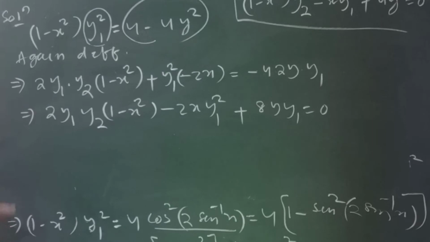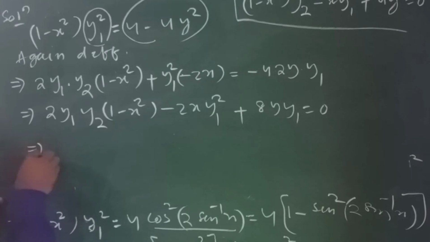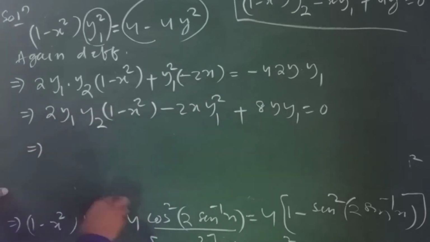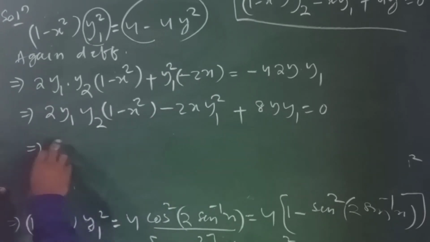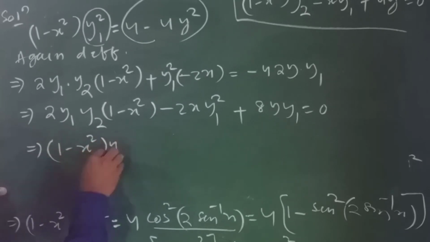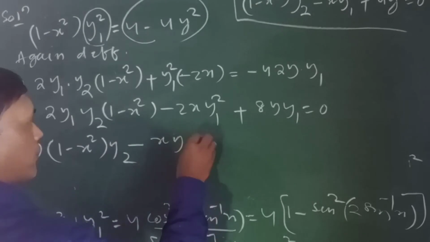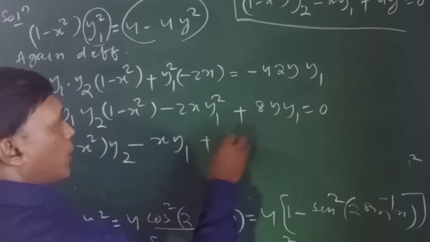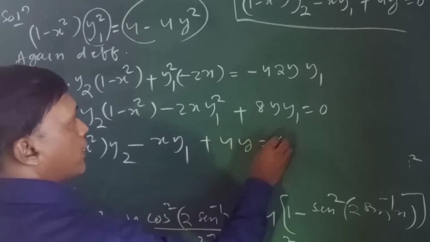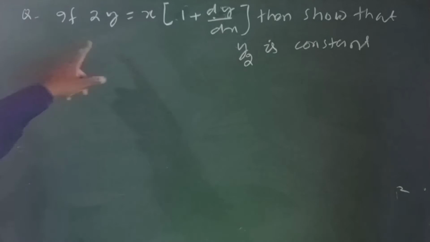So cancelling the term 2y1, because 2y1 is present in every term, taking common and dividing by 2y1 on both sides, we find (1 minus x square) into y2 minus x y1 plus 4y is equal to 0. Hence proved.